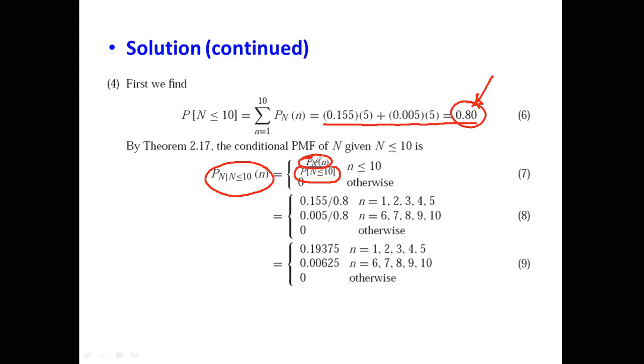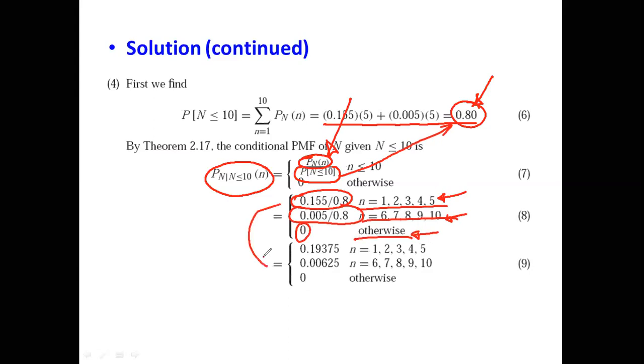Okay, so this probability of n has 3 different ranges: 1, 2, and 3. And every range is divided by this 0.8, because this is the value 0.8 coming from here. So that divided by 0.8 for this region, that divided by 0.8 for this region, and 0 divided by 0.8, that is 0 otherwise. So the new value of this probability of n, conditional on n less than or equal to 10, will be equal to this one. Is there any question regarding this one?